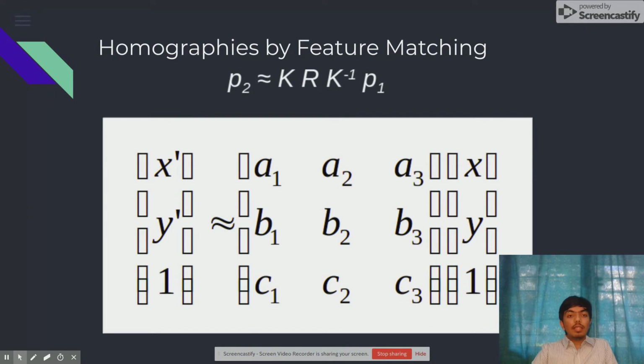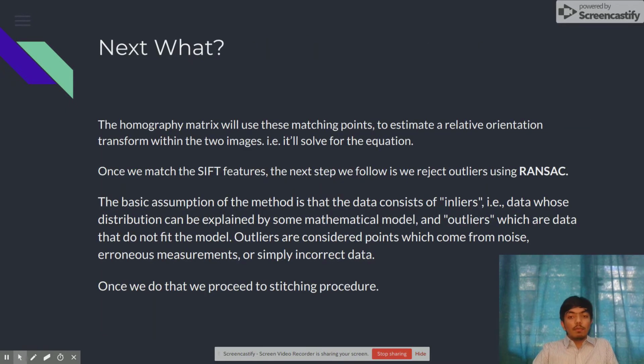So these are the homographies that are done by feature mapping, where we get the corresponding matrix, and once we solve this matrix, we get linear equations which help us identify how to solve the redundant points. We estimate a relative orientation transformation within the two images.